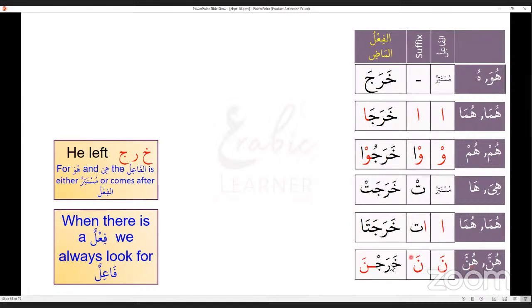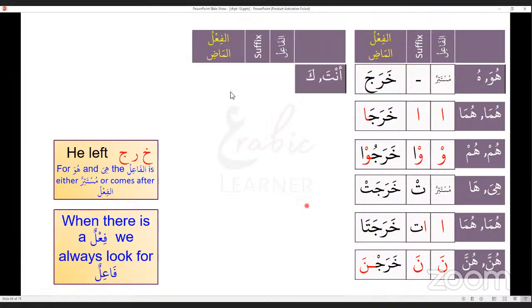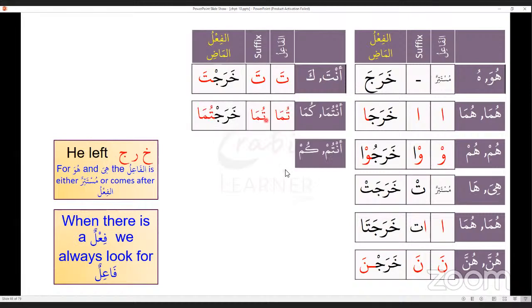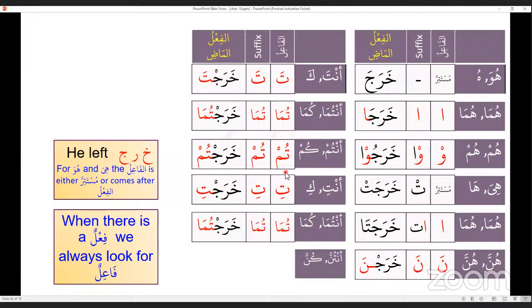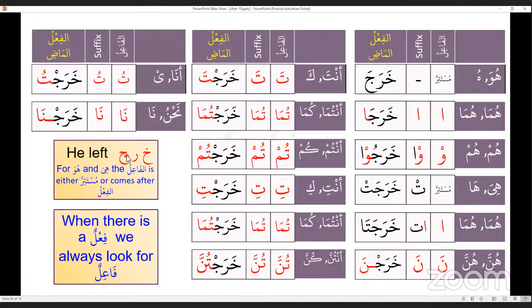Kharajna. Now everything changes from here. From hunna, the last letter of the fi'l takes sukoon. Kharajna, and noon indicates that they all left, feminine. Kharajta, kharajtuma, kharajtum, kharajti, kharajtuma, kharajtunna, kharajtu, kharajna. Okay.